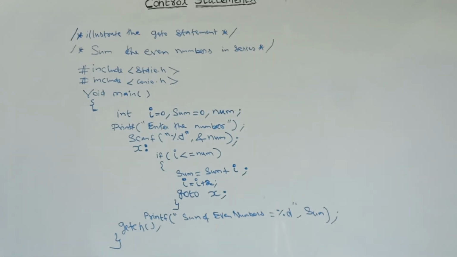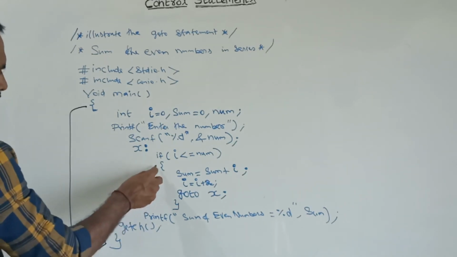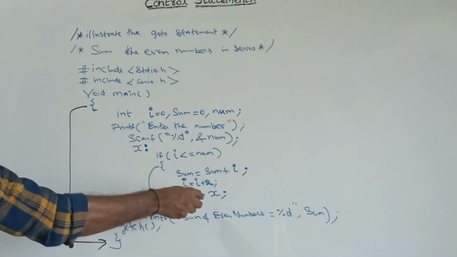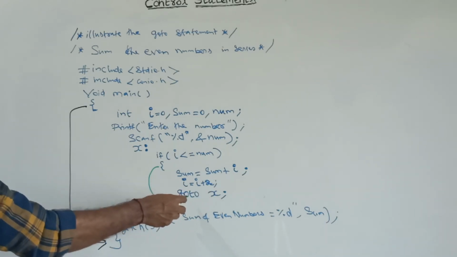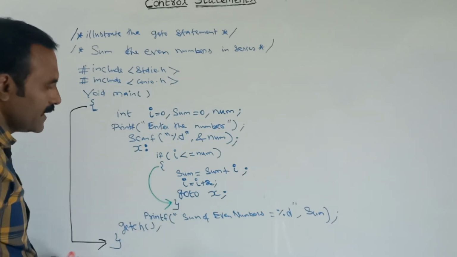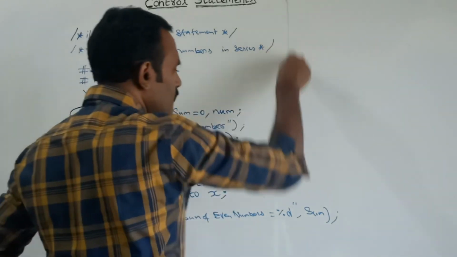See, here this is main and this one is the if condition. Here I am using the go to x, that is the go to statement. If this condition satisfies, then the controller will go to x again and again. See, now let us see the output here.